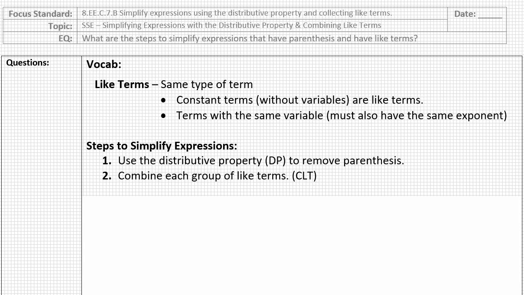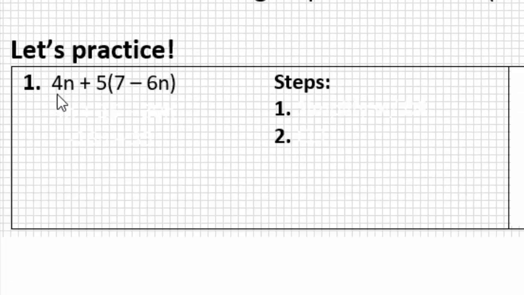Let's jump into our practice problems. Here's our first expression. It is 4n plus 5 times the quantity 7 minus 6n. So we want to use these steps to simplify this expression. What are we going to do first? Let's write that step here. Alright, so the distributive property is our first step, and we do have a set of parentheses here.